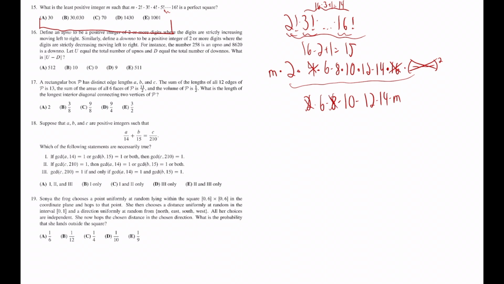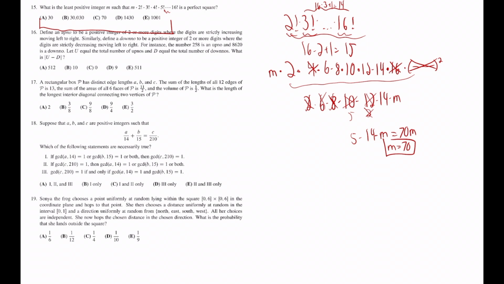Let's see, what else can we cancel out? There's a 6 times 6, so that turns into 2. And this 2 cancels itself out because that's 5. So then 5 times 14 times m is a perfect square. That's 70m. 70m must be a perfect square, and 70 is square free, so we can't eliminate it more. That means m is equal to 70. So that's problem 15, and the answer is C.